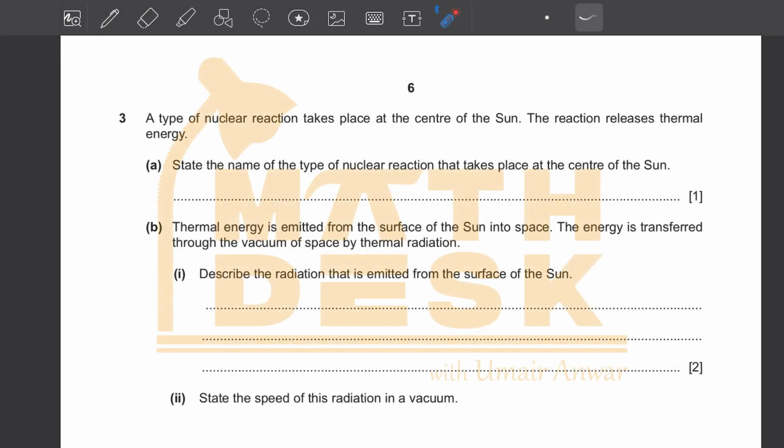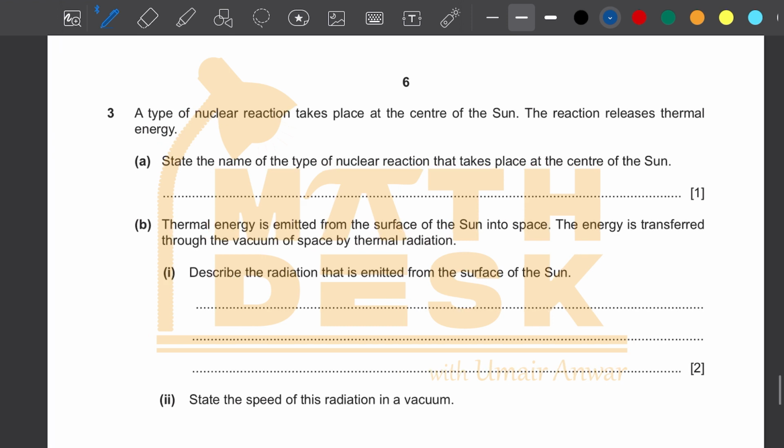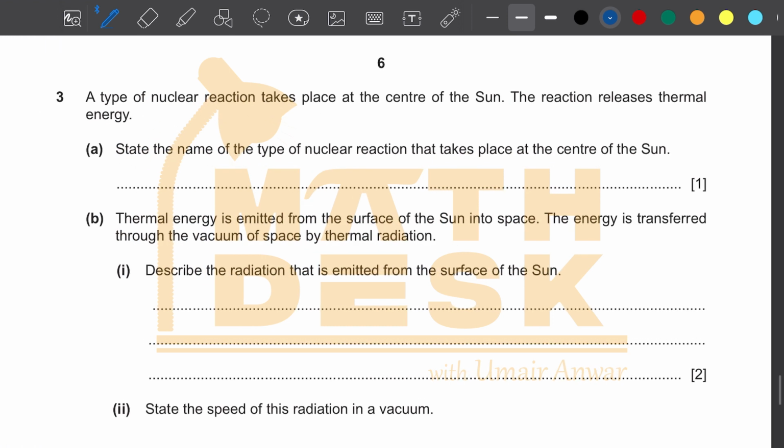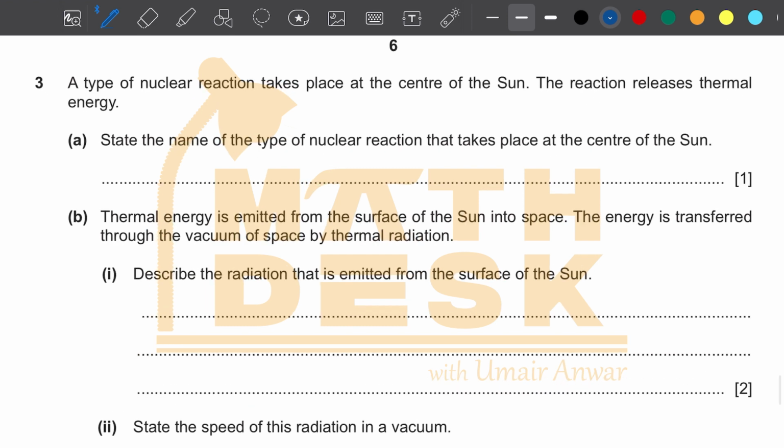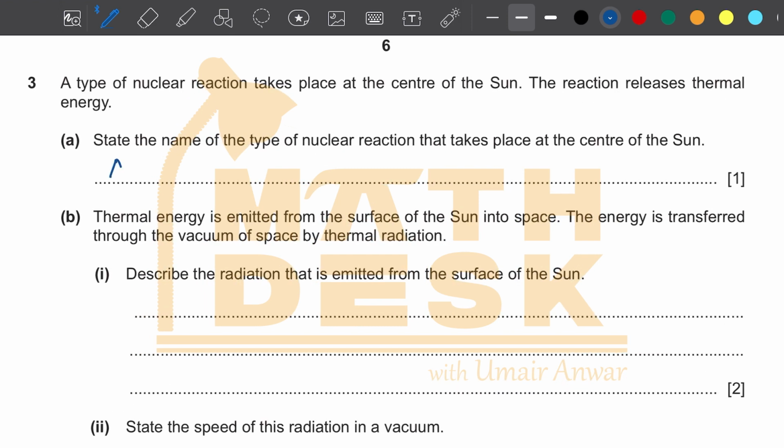Welcome to this tutorial. I'm solving question number 3 of paper 21 October-November exam series of 2021. The question says a type of nuclear reaction that takes place at the center of the sun. The reaction releases thermal energy. State the name of the type of nuclear reaction that takes place at the center of the sun. So at the center of the sun, we know that the reaction that is taking place is nuclear fusion.